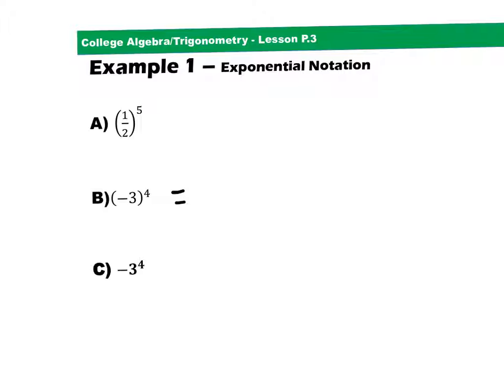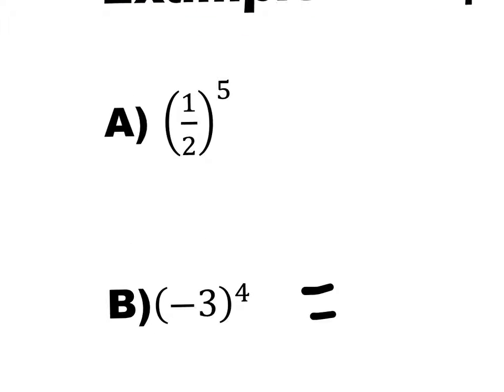If I have a fraction and it is raised to an exponent, that exponent goes to the numerator and where? To the denominator. So this is really 1 to the 5th over 2 to the 5th. Questions about that? What's 1 to the 5th power? 1. What's 2 to the 5th power? 2 times 2 is? Times 2. Times 2. Times 2. There you go.